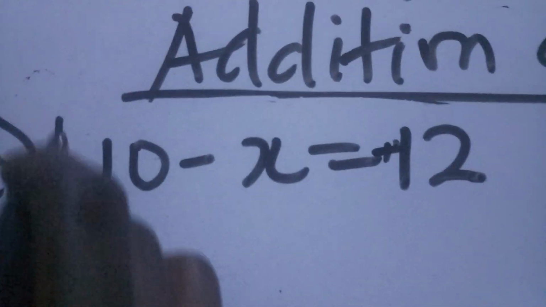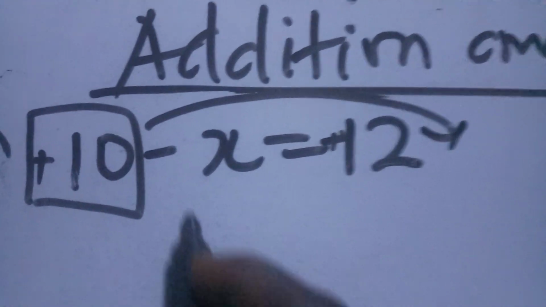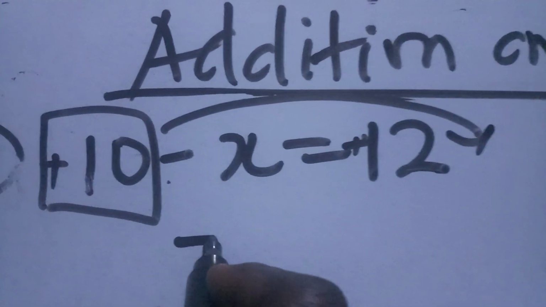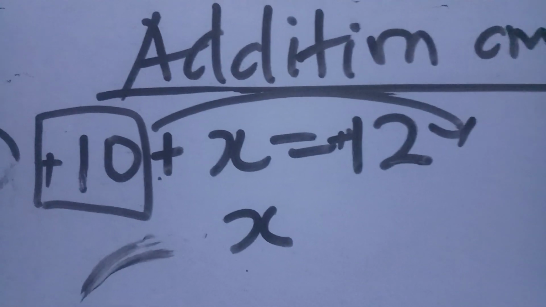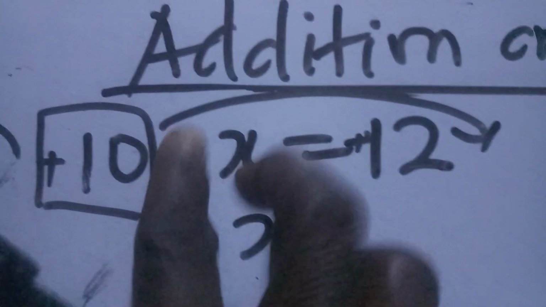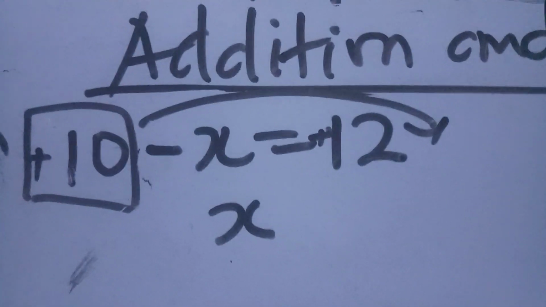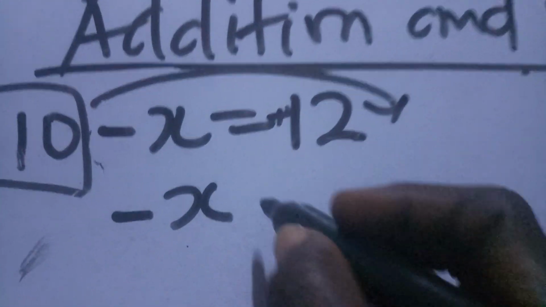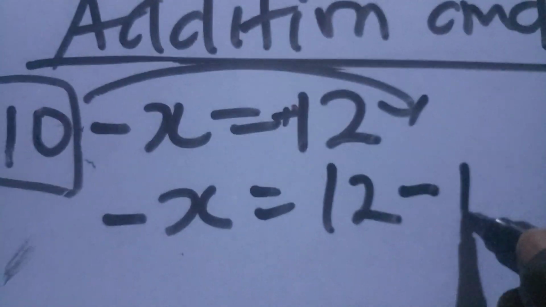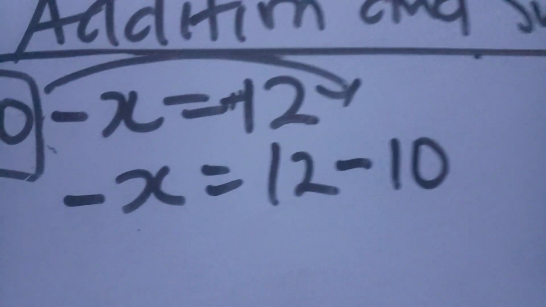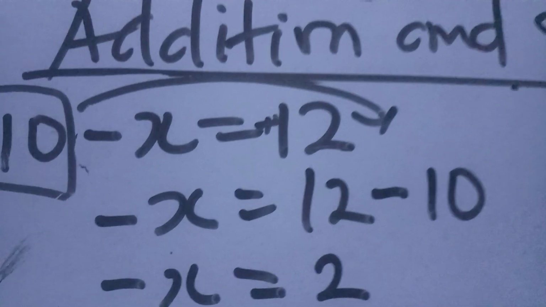So we are transferring this across the equality sign. If you do that, we'll be left with minus x, not x. We leave the x like this, but because it's carrying a negative sign, we have to carry it down with it. So that's 12 minus 10. This is plus 10. Minus x equal to 12 minus 10 will give you 2.